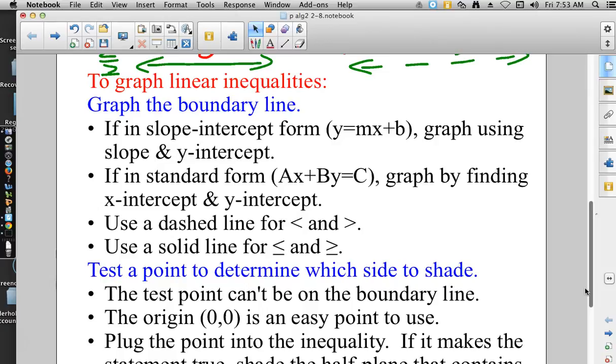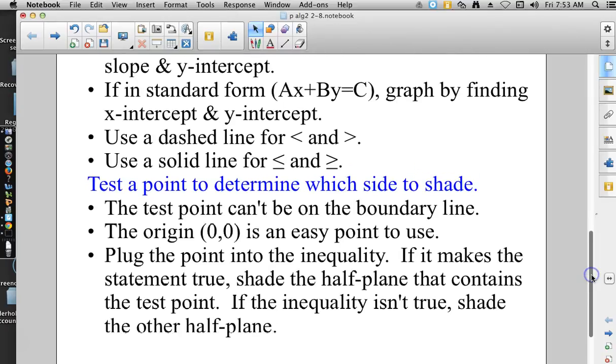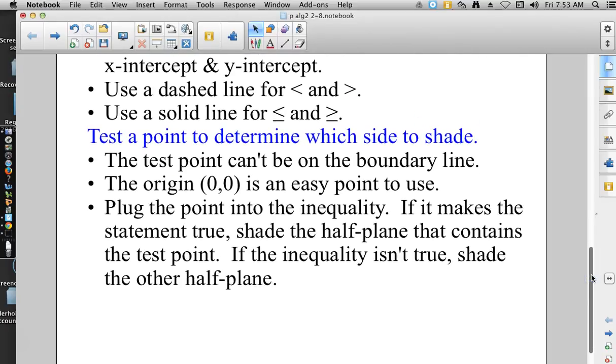So away we go. We want to test a point so we can figure out where to shade. We're going to find out there's another kind of shortcut. We need to think your way through that too. But really the safe way, especially if you're taking a test, is always just go ahead and test a point.